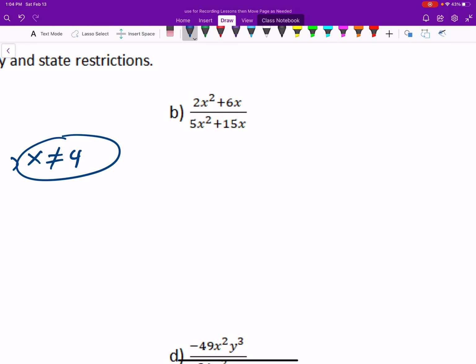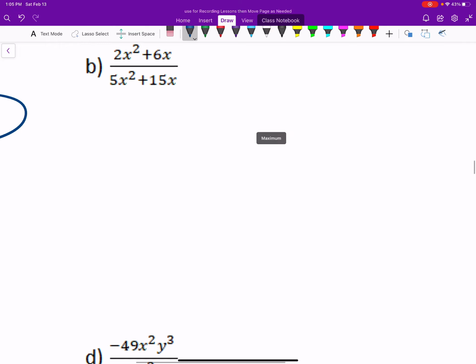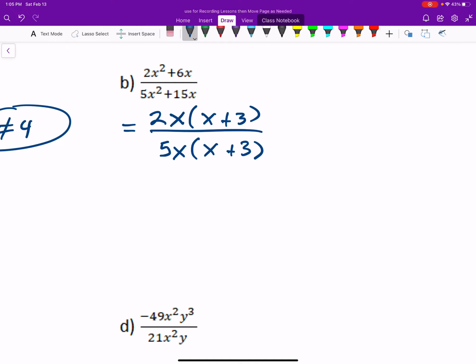For this one, again, look for a common factor. I can definitely take a 2 out, but I can also take an x out in the numerator. When I do that, I'm left with x plus 3. On the bottom, I can take a 5 and an x out as my GCF, and when I do that, I'm left with x plus 3. Funny how these always work out to have something that can be canceled out after I do it.